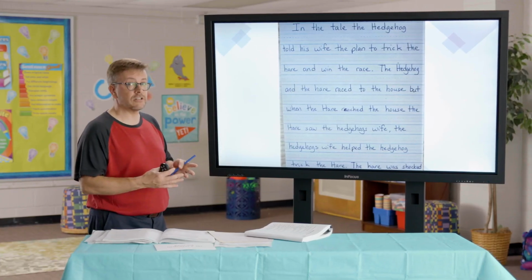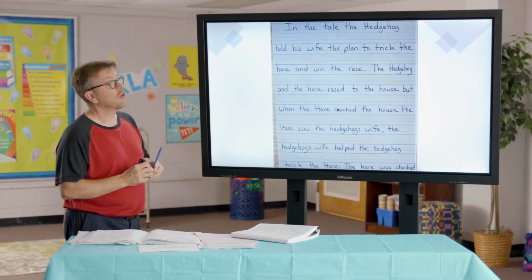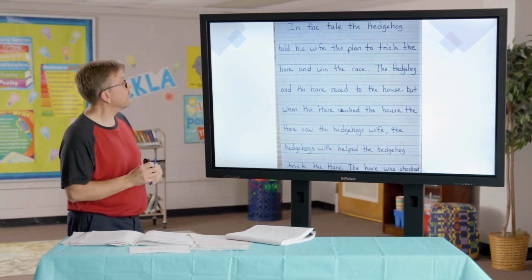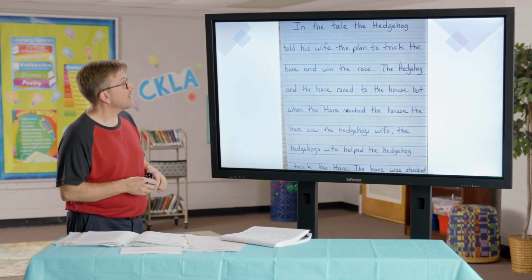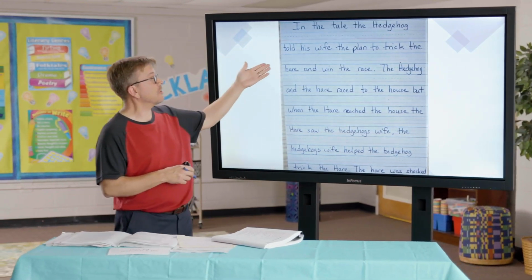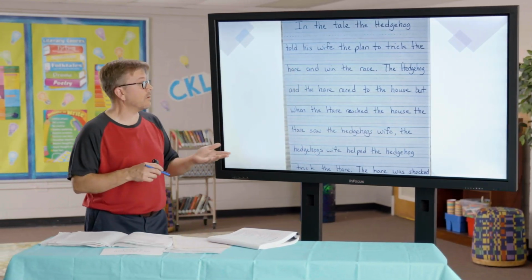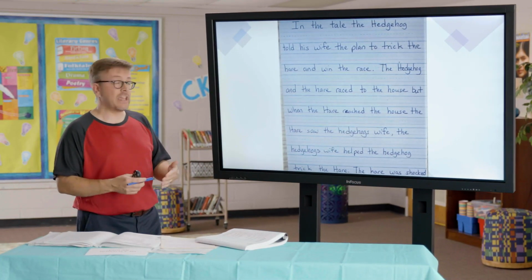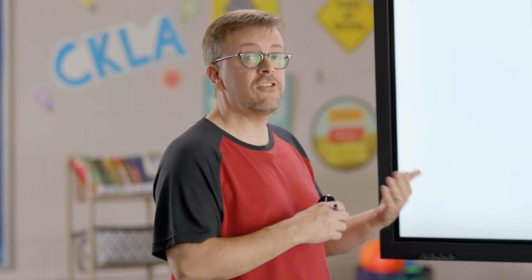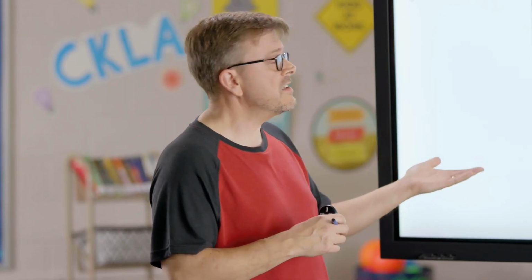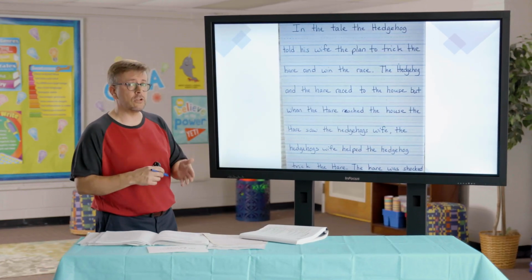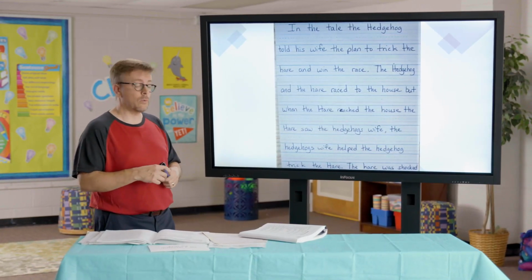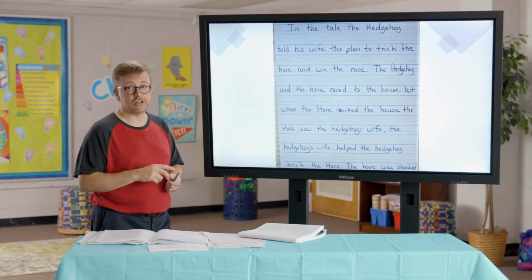Well, remember that the hedgehog and the hare were having a conversation, and then the hedgehog challenged the hare to a race. Well, when this writer starts writing, it says, "In the tale, the hedgehog told his wife the plan to trick the hare and win the race." All right, so really the writer, in this case, started almost in the middle when that hedgehog sat down with his wife and told her of his plan. So in this case, our writer does not have a good, strong beginning in the plot. So we would not check off the beginning section on this.